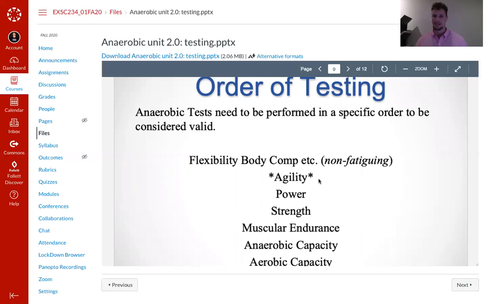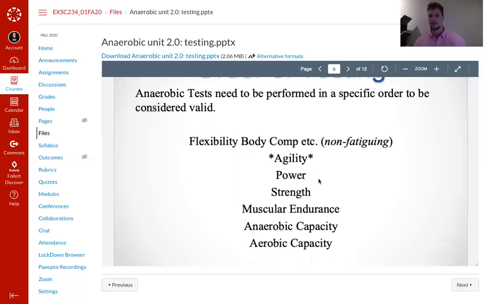Flexibility and non-fatiguing tests, your body comp, things like that. Agility, power, strength, muscular endurance, anaerobic capacity, and then aerobic capacity. So if you were to look at different tests, that would be your flexibility test, your fat caliper test, your 5-10-5 or T-drill test, your vertical jump or power clean, power snatch, your max bench, max deadlift, or max squat, or all of them.